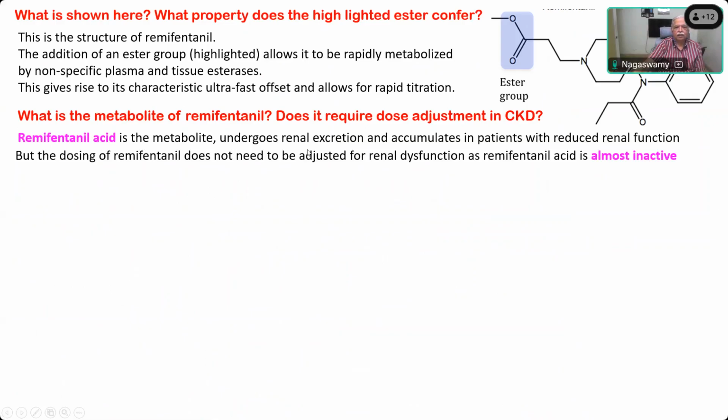That is the metabolite, which undergoes renal excretion but accumulates in patients with reduced renal function. But the dosing of remifentanil does not need to be adjusted for renal dysfunction as this metabolite is almost inactive. So no need for any dose adjustment. Okay, that is the answer. What are the clinical applications of remifentanil?